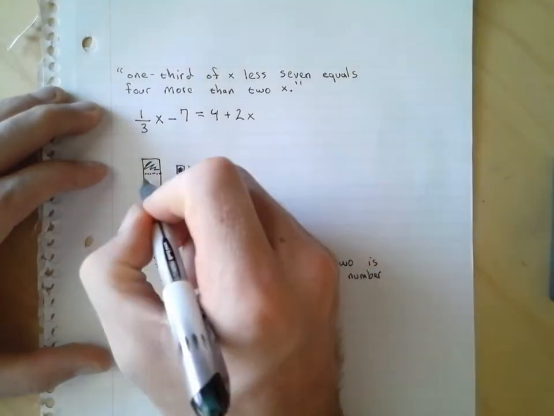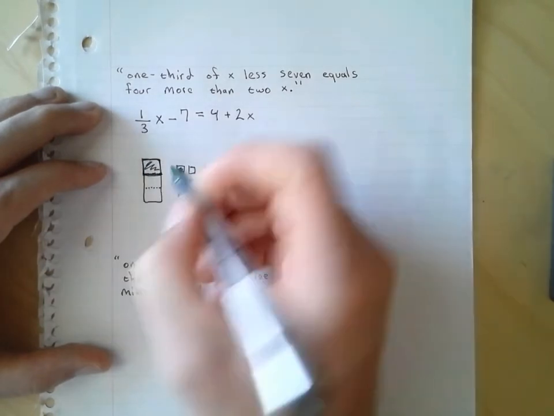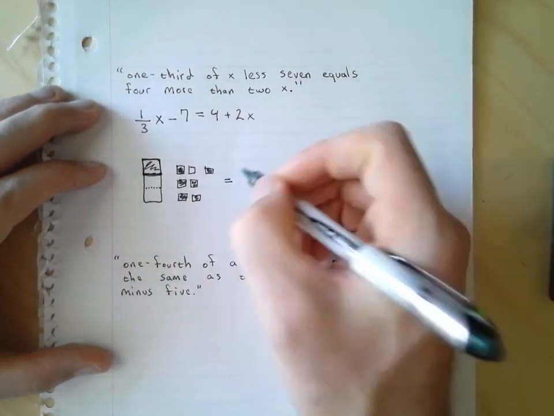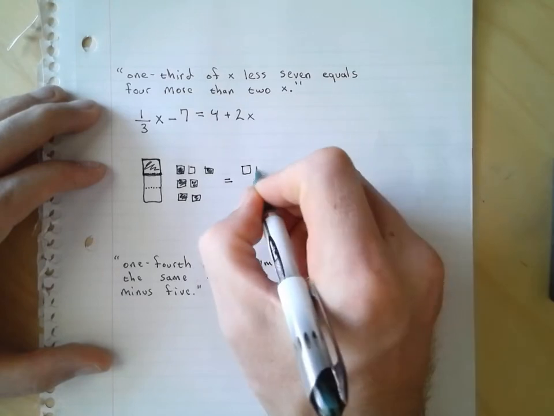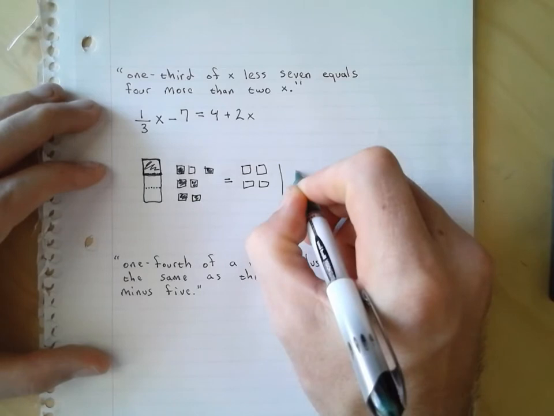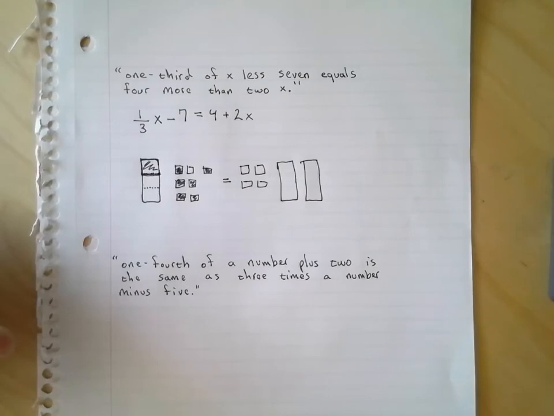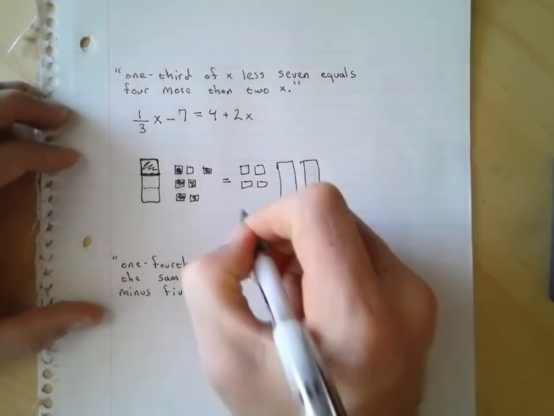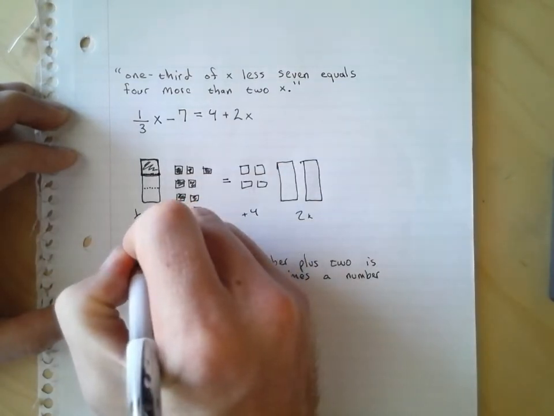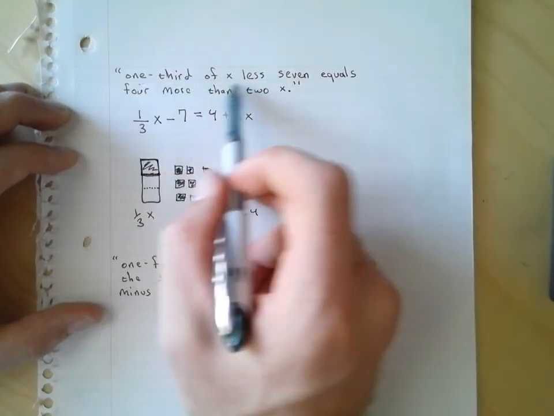Maybe this one wouldn't be shaded, maybe this would be one full solid box, but then it would still be broken into thirds. And then equals 4 plus 2x. Well, that's pretty easy for the 4 and for the 2x. There's the plus 4, and then for the 2x, there's 2 full bars, not broken down into thirds. So 2x, positive 4, negative 7, and 1/3 x, each corresponding to part of the statement given in the beginning.